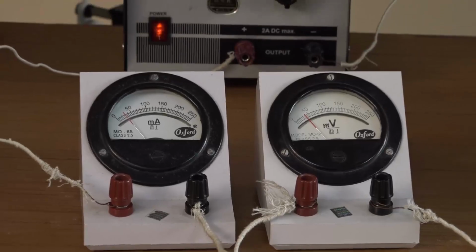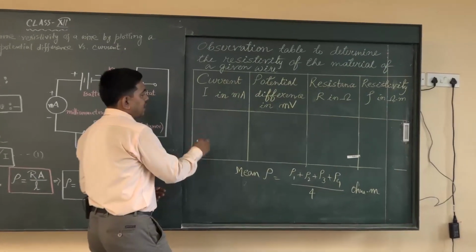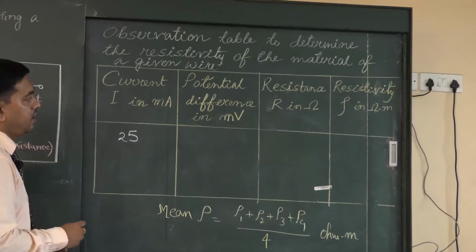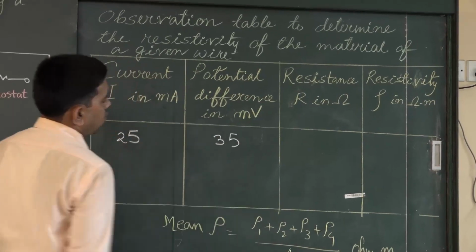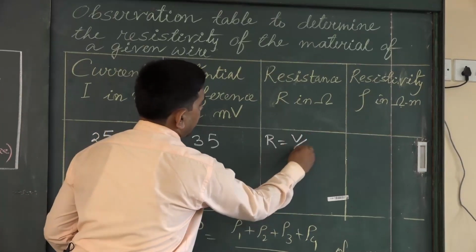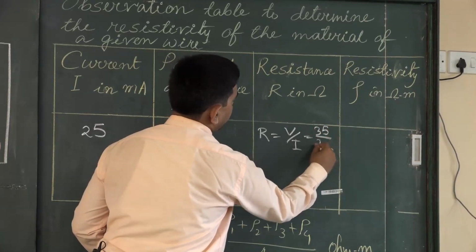Now I will write on the board. Here I am writing the current as 25 milliampere. The first reading is 25 milliampere and the potential difference in millivolt is found to be 35. So what is the resistance here? R equals V by I, that means 35 by 25.